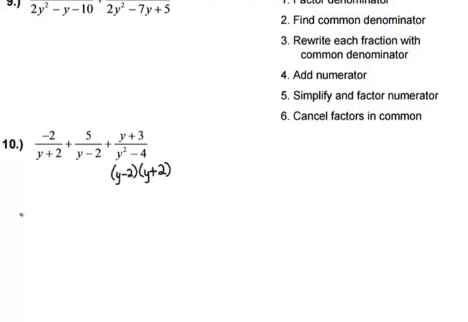So I'm going to rewrite my fraction. So I have negative 2 over y plus 2 plus 5 over y minus 2 plus y plus 3 over y plus 2 times y minus 2.